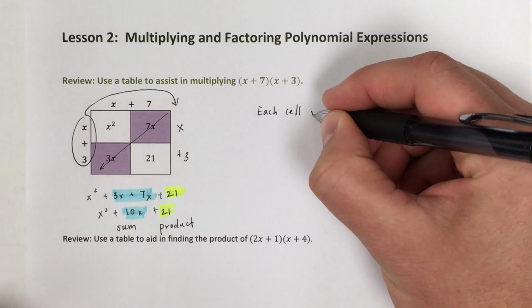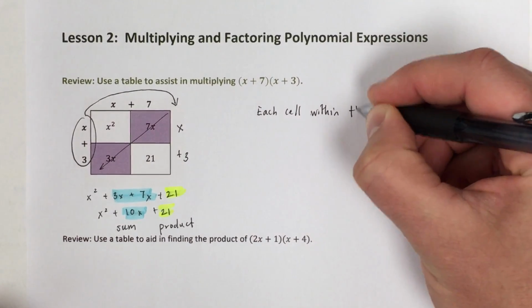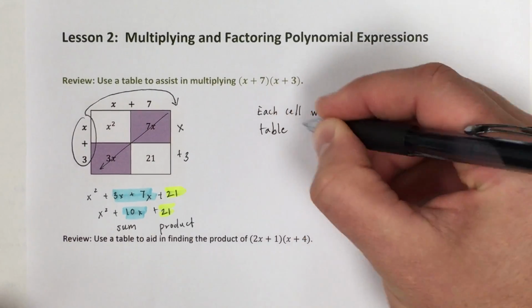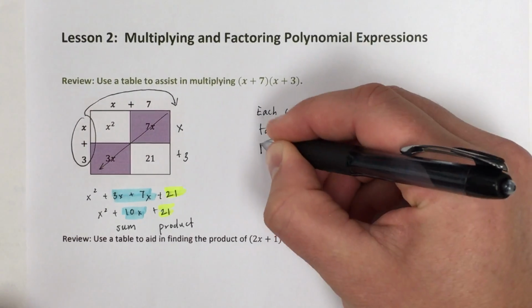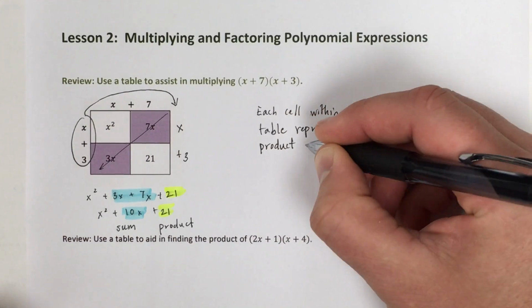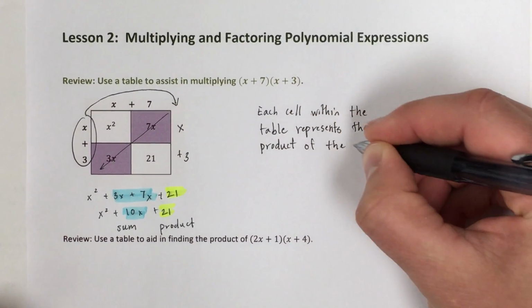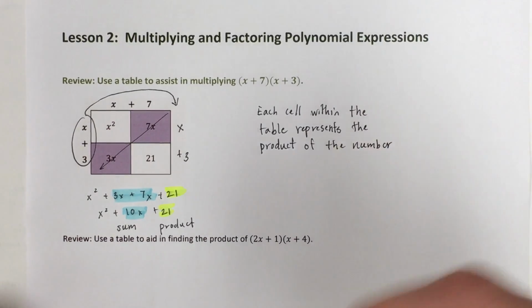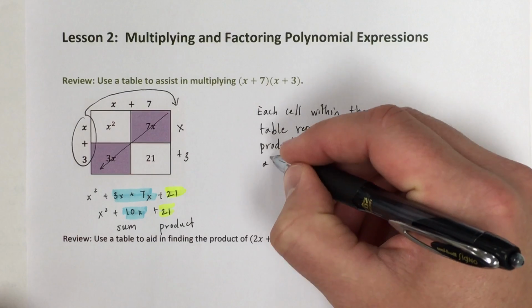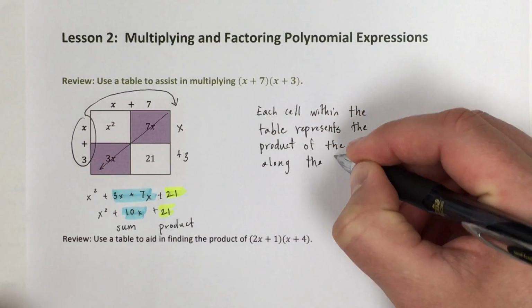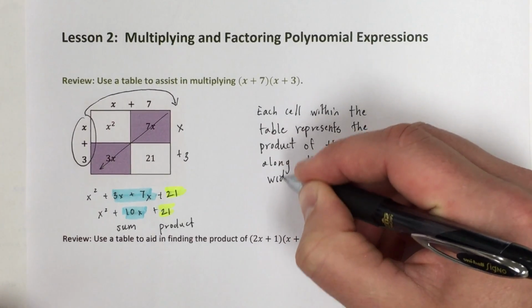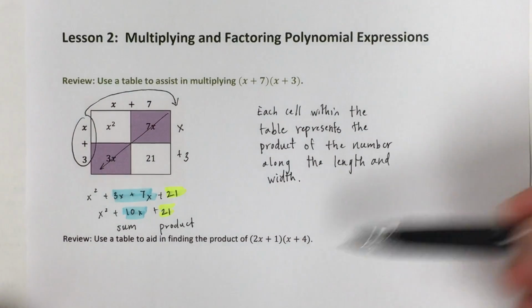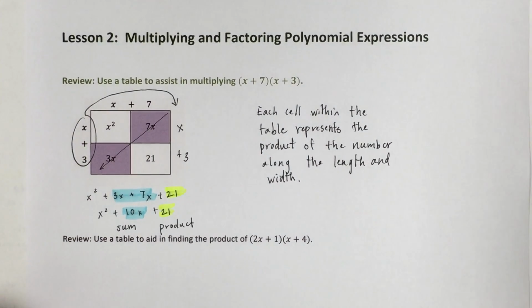And just as a reminder, what this table represents: each cell within the table represents the product of the number along the length and width. So that's just a reminder or review on exactly what the table helps us do.